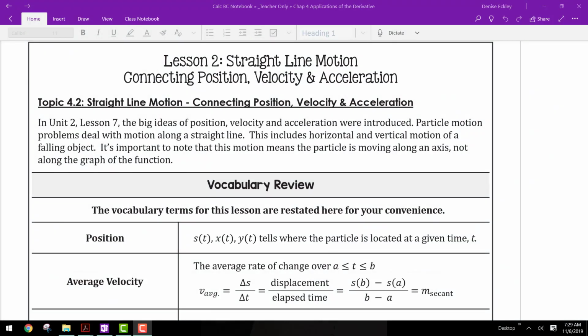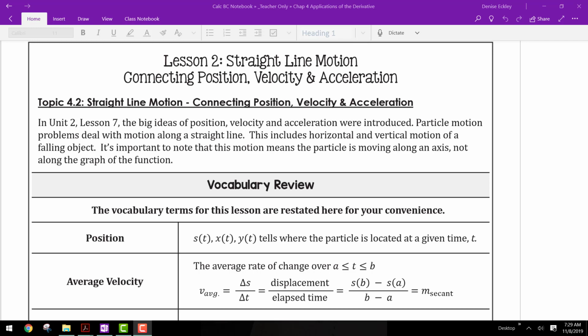This is part 1 of lesson 2 in unit 4, applications of differentiation, which is straight line motion, connecting position, velocity, and acceleration. Now this is a nice bridge between what we've been doing and what we're going to do with the rest of this unit with related rates.